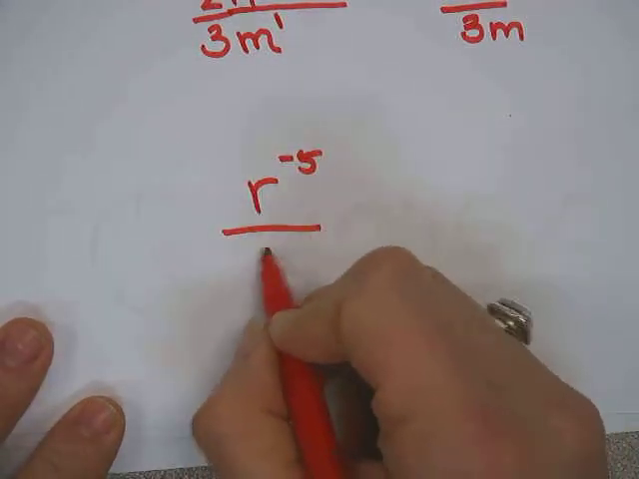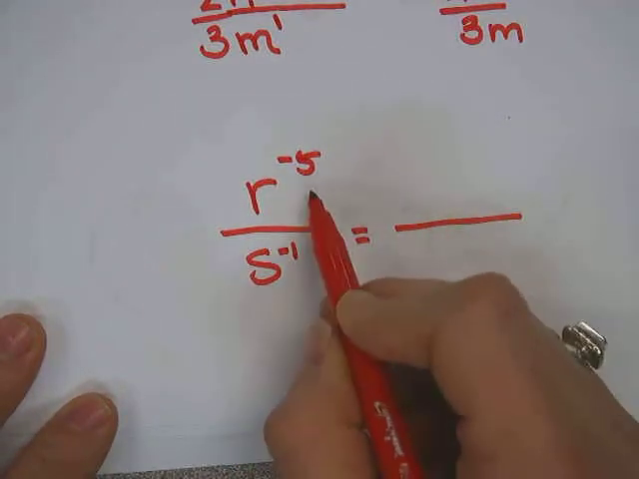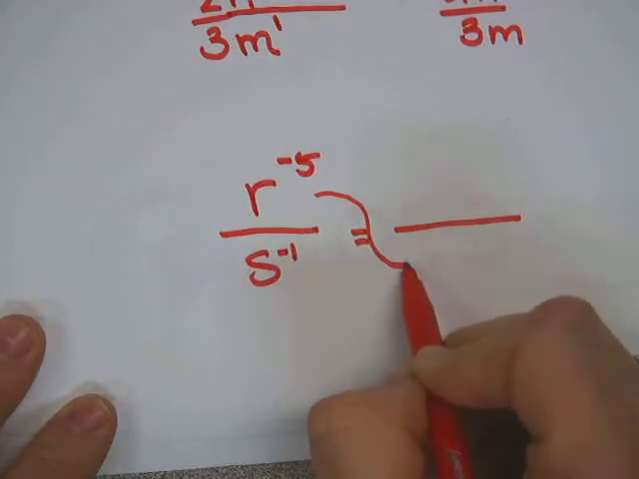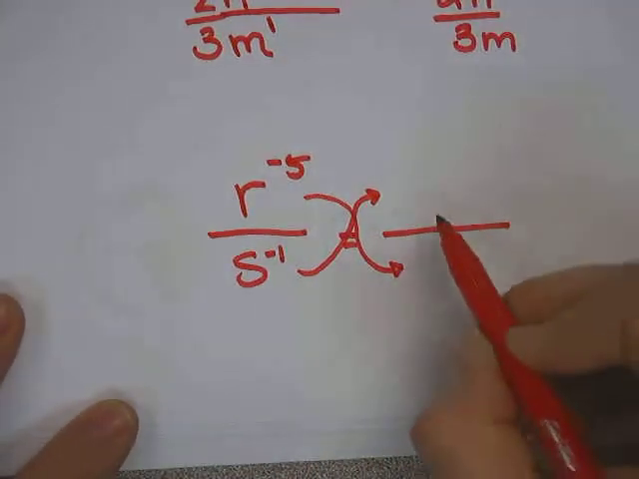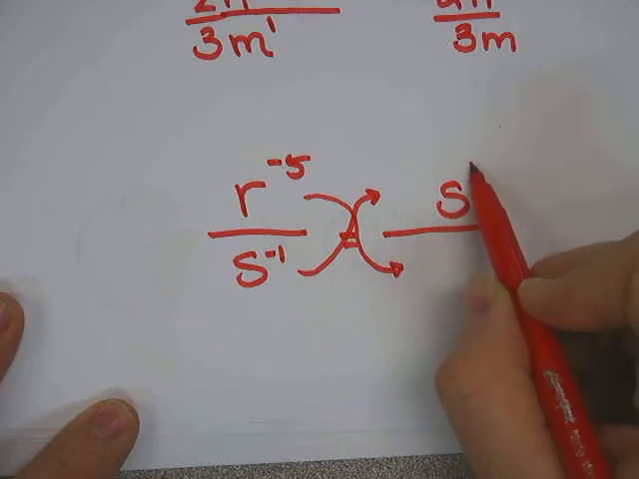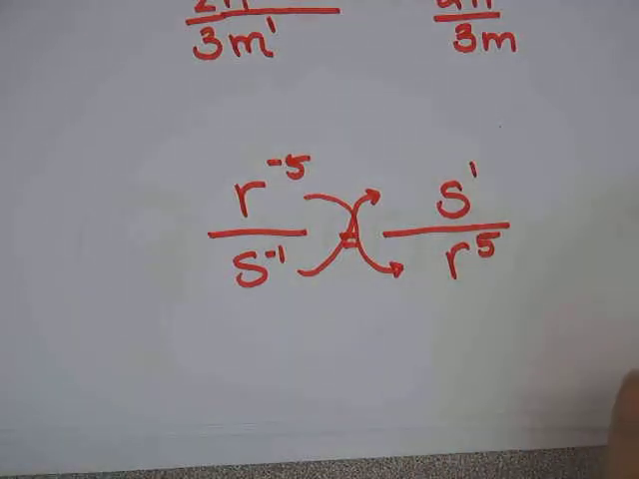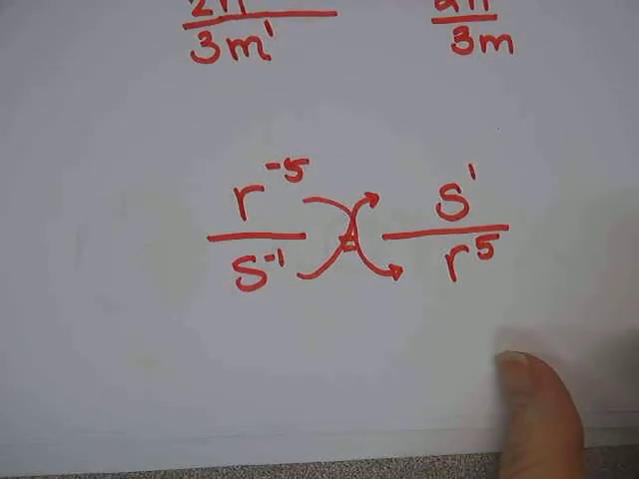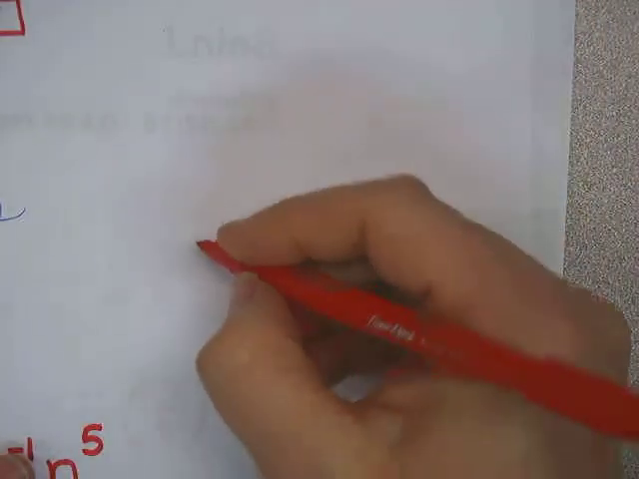Okay. If you look back to number 50, r to the negative 5th divided by s to the negative 1st, this is where everything's going to flip-flop. This negative exponent goes to the basement, this negative exponent comes upstairs. So this is going to become s to the 1st divided by r to the 5th.